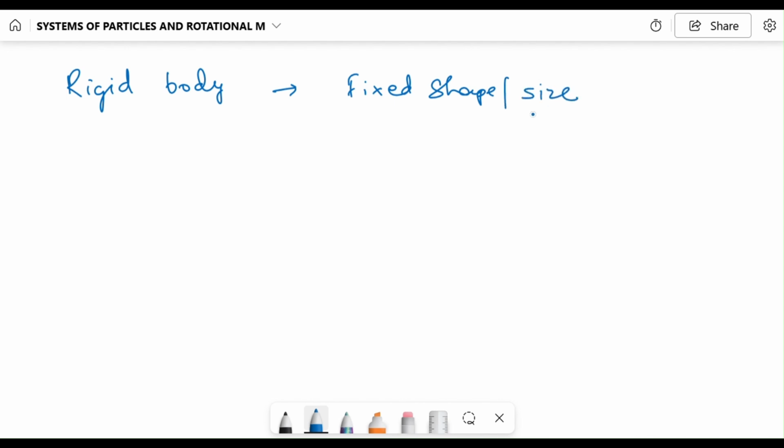We have discussed this thing, and it means the particles constituting this rigid body are not going to change their relative position. So, we can say this rigid body is a kind of system of particles with fixed relative position. If you are choosing a particle as a reference particle, all other particles will be at a particular position with respect to this reference particle, and during its motion, these positions are not going to change.